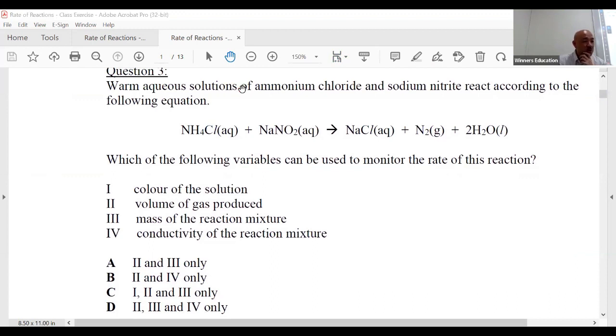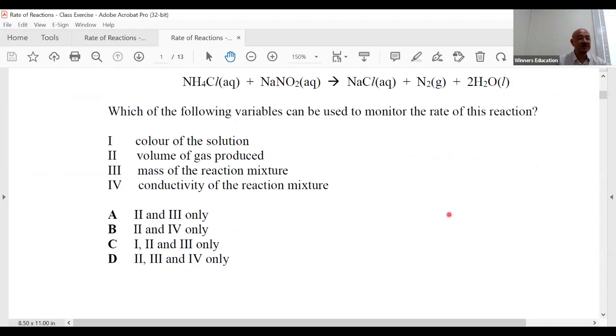Warm aqueous solutions of ammonium chloride and sodium nitrite react according to the following equation. Okay, so they give me the equation, so I don't need to have this anymore. Which of the following variables, 1, 2, 3, or 4, can be used to monitor the rate of reaction? So ladies and gentlemen, what is this?